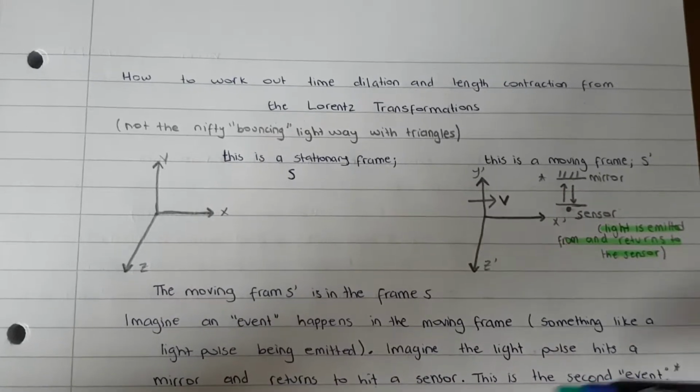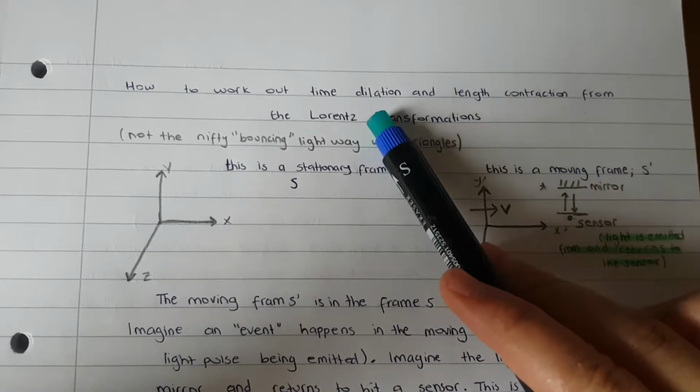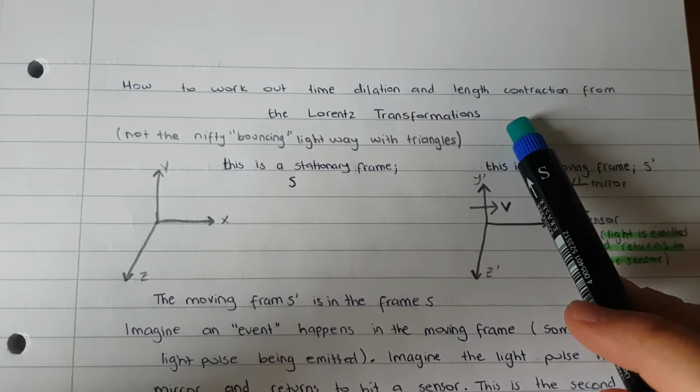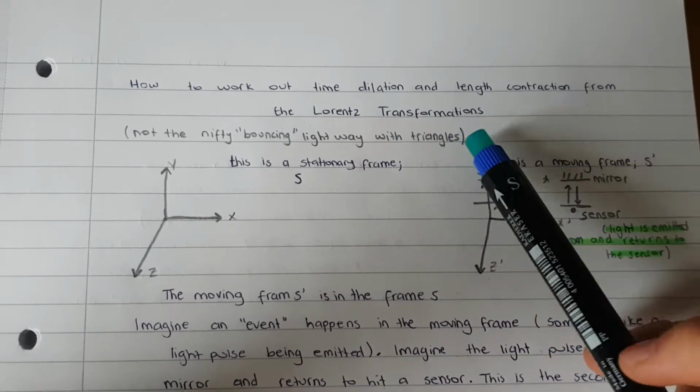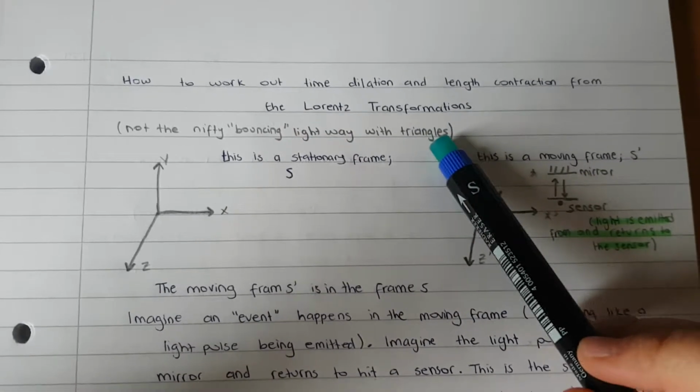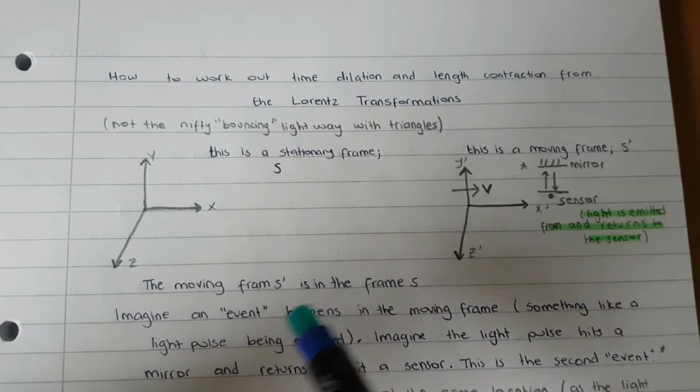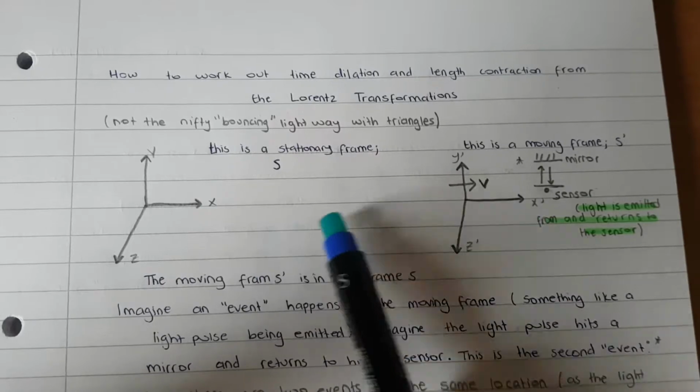Hello fellow physicists, today I'm going to show you how to work out time dilation. With that you can work out length contraction from the Lorentz transformations using only algebra and not the way with triangles. So in this, like you usually do, you start with two reference frames.